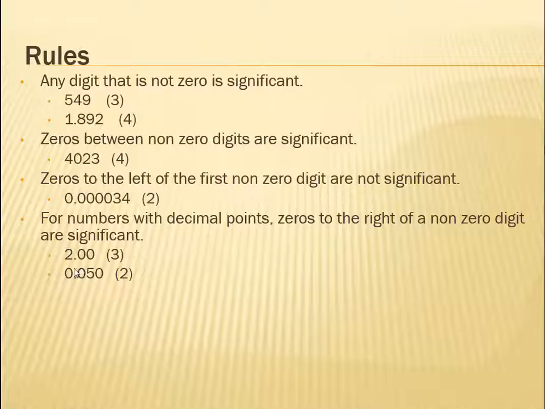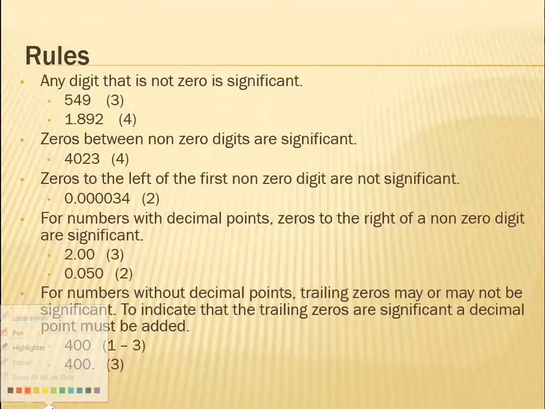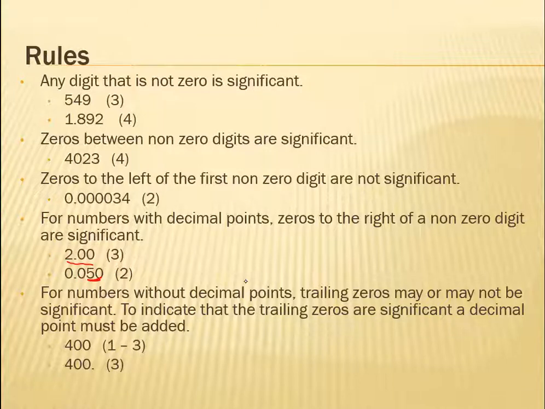In this case, look at this number, 0.050. The two significant digits are these two right here, not that one. All right, also for numbers without decimal points, trailing zeros may or may not be significant. So to indicate that the trailing zeros are significant, a decimal point must be added.